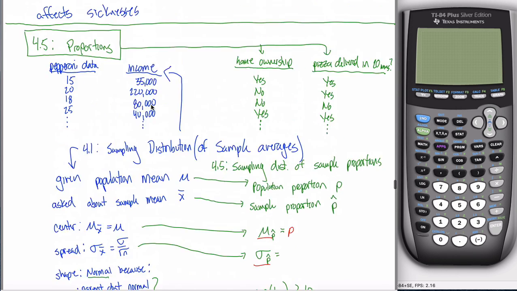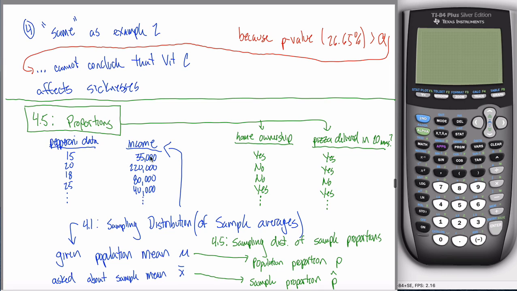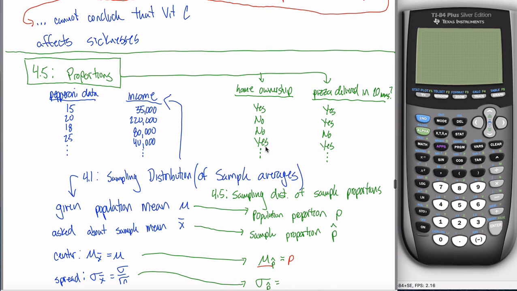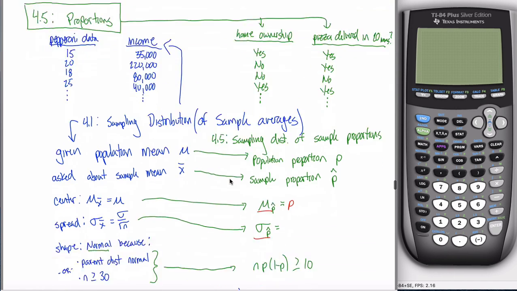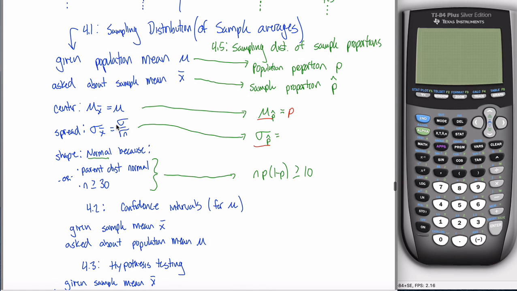It's how spread out individual observations are. But we don't have a spread of the parent distribution over here. How spread out are yeses and nos? There's no notion of spread here. They're either yeses or nos. Since the data here is not numeric, we don't have anything like a sigma over here in this case.